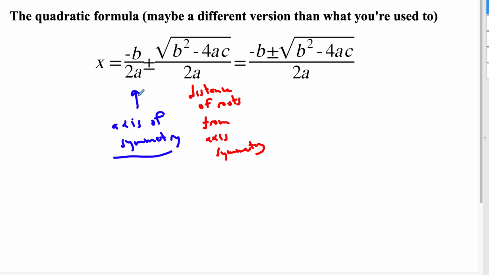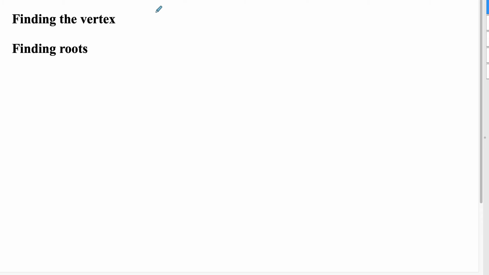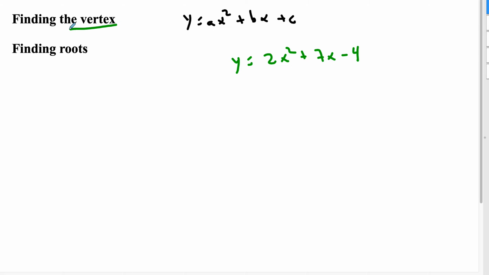So here's what I'm talking about. In general, finding the vertex. Now we're going to assume that we're looking at something that is in standard polynomial form, so y equals ax squared plus bx plus c. So for instance, y equals 2x squared plus 7x minus 4. Now, finding the vertex involves identifying what's the a and the b and the c. So that's the a, that's the b, that's the c.